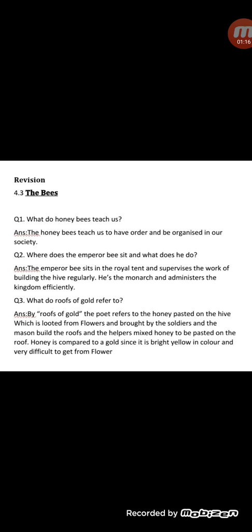Question number 3. What does the roof of gold refer to? Answer. By the roof of gold, the poet refers to the honey pasted on the hives, which is looted from the flowers and brought by the soldiers, and the mason builds the roof. Helpers mix the honey to be pasted on the hive roofs. Honey is compared to gold since it is bright yellow in color and very difficult to get from flowers.